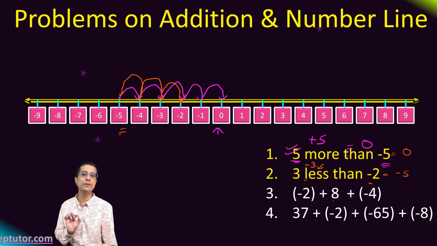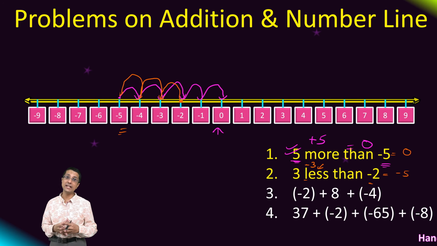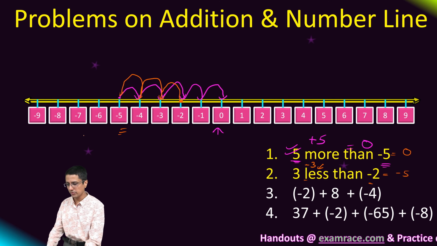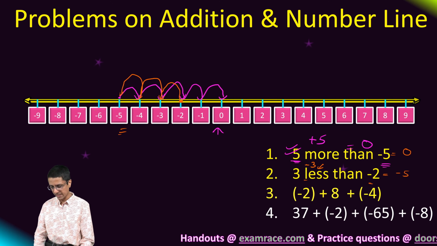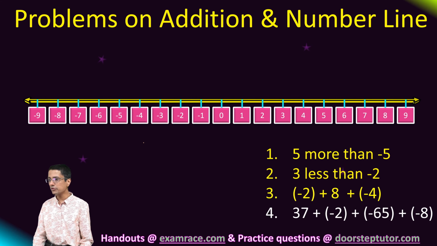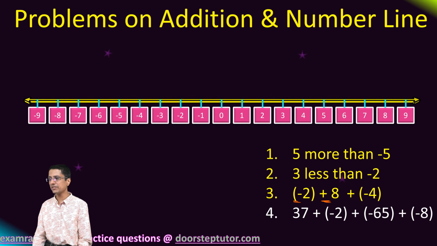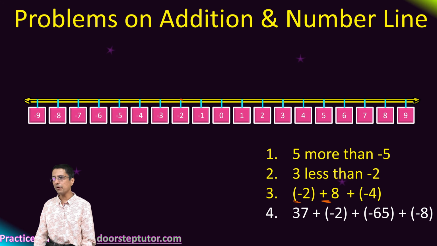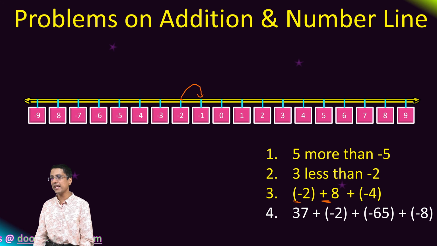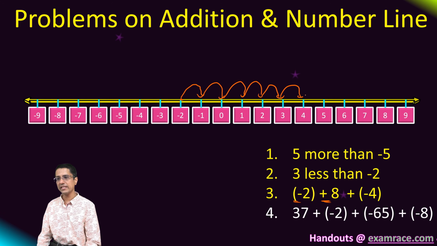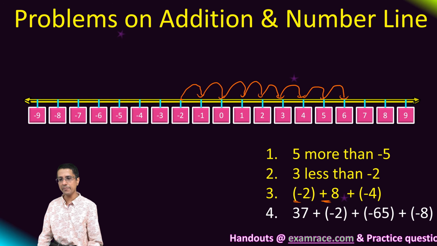The next two sums are actually problems of addition. The very first one we'll solve using the number line. So we start with minus 2 and we do a jump of 8. In which direction? Because 8 is positive, we'll go towards the right and take 8 jumps. 3, 4, 5, 6, 7 and 8. So we end up at 6.